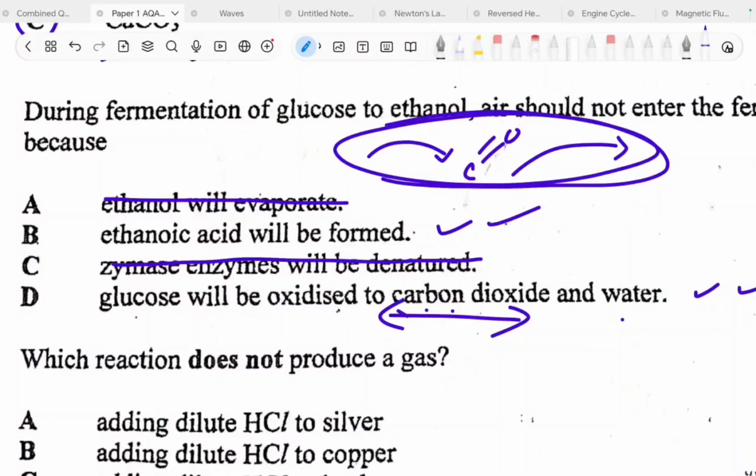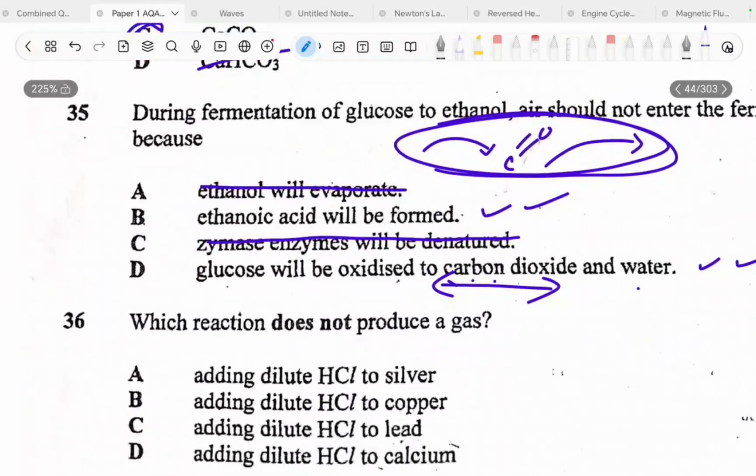I've been tutoring kids who are doing Cambridge, GCSEs, IGCSEs and O-levels, and this answer is the most recurring. So I will safely choose that glucose will be oxidized to form carbon dioxide and water. I know B is tempting. It's correct. But in a multiple choice, you always have to choose the most correct answer. And the most correct answer in 35 is D.